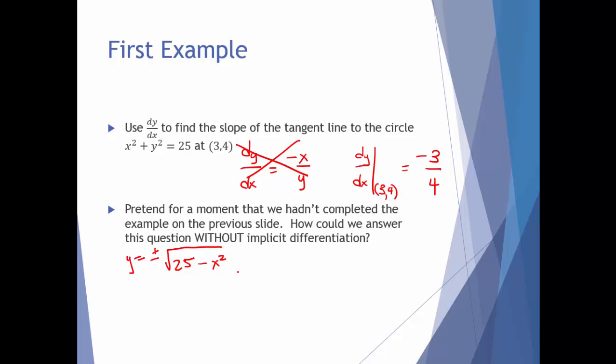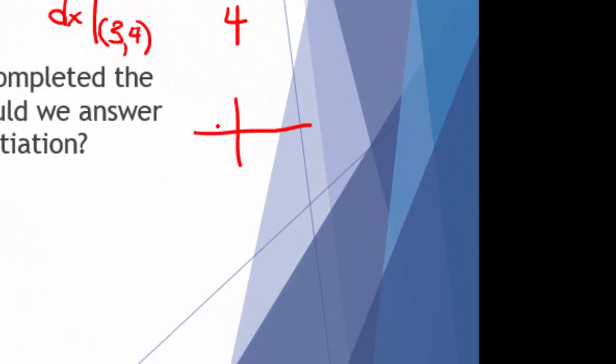Now, if the question just said find the derivative, find dy/dx, we wouldn't really be able to do that too easily because we wouldn't know, should I use the positive square root or should I use the negative square root? But that's not what this question is asking. This question is saying use dy/dx to find the slope of the tangent line at (3, 4). Well, remember what I said about these circles when you go to graph them?